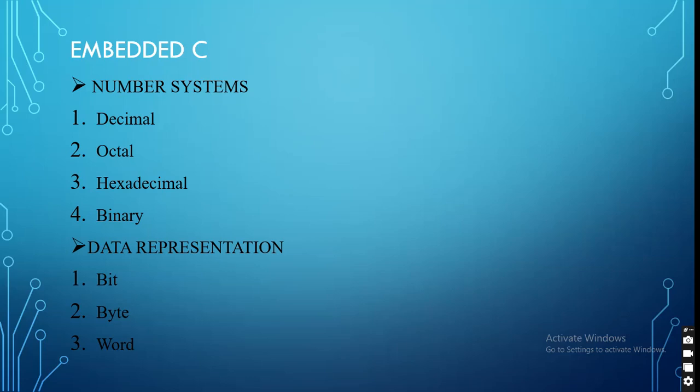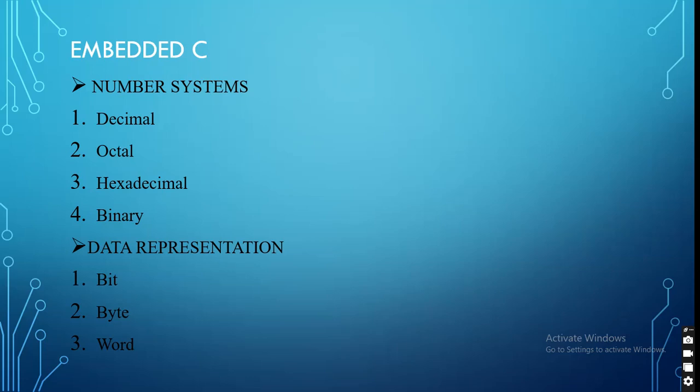So the number systems included in embedded C are as follows: decimal, which has base 10 and includes the digits from 0 to 9; octal, which has base 8 and includes the digits from 0 to 7; hexadecimal, which has base 16 and includes the digits from 0 to 9 and then alphabets from A to F; and binary, which has base 2 and includes the digits 0 or 1.